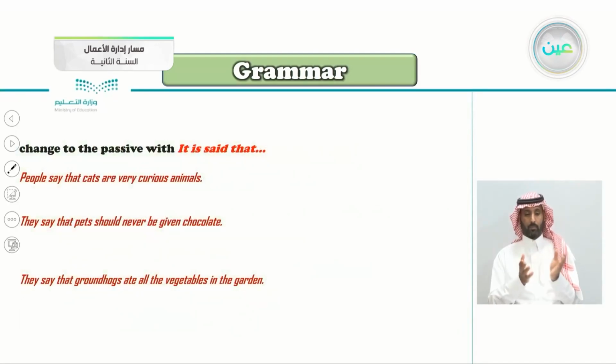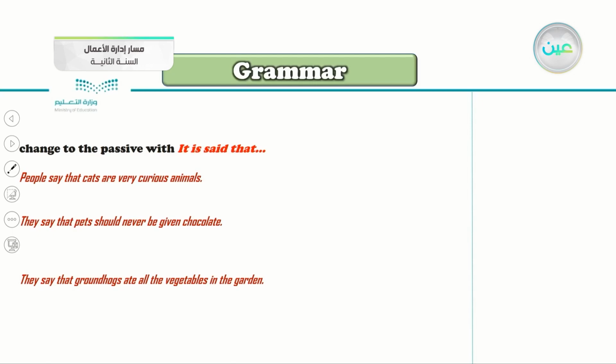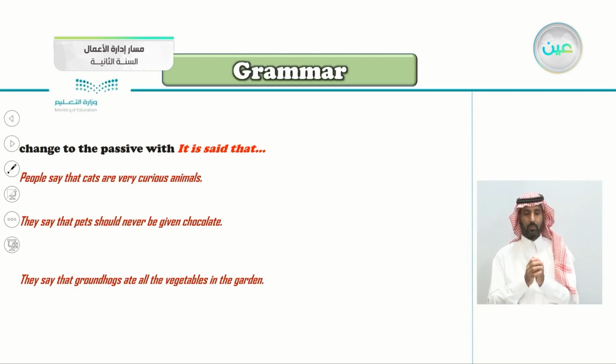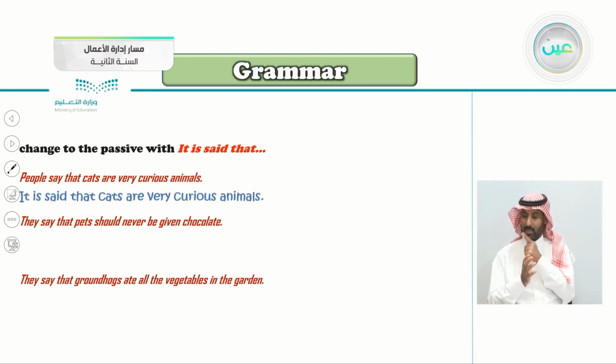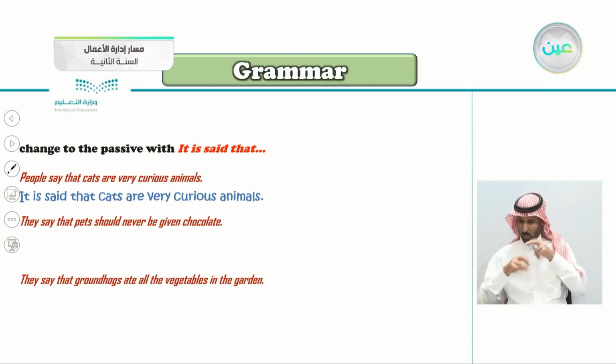So change the sentences to the passive with it is said that. Use it is said that and then continue to write the passive here. People say that cats are very curious animals. People, we don't know them, say that cats are very curious animals. So what do we say here? It is said that cats are very curious animals.